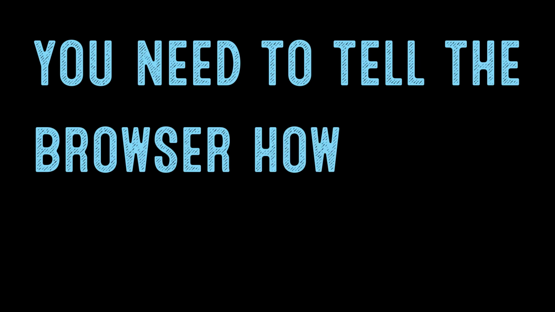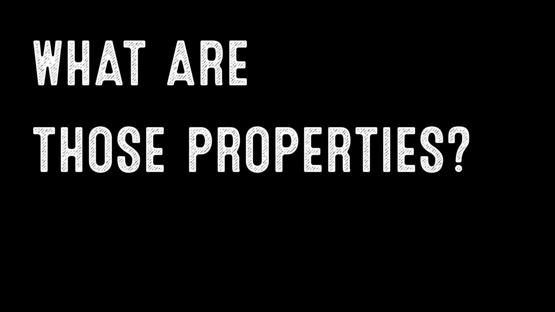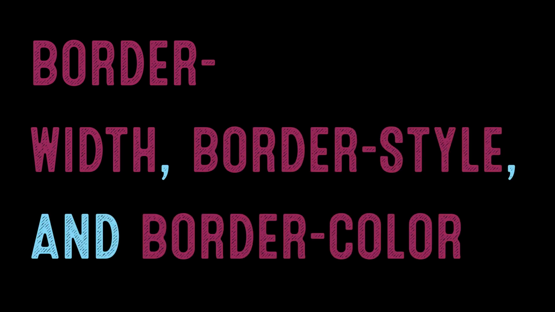When adding a border, what information is needed? You need to tell the browser how wide your border is, the style of your border, and the color of your border. So we really have three separate properties. What are those properties? Border width, border style, and border color.